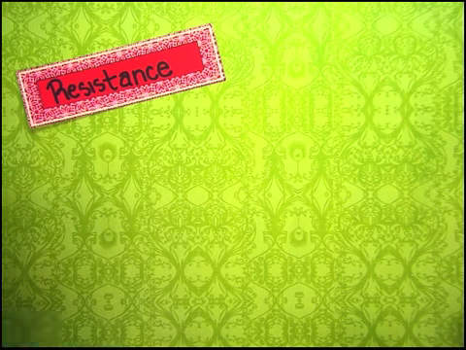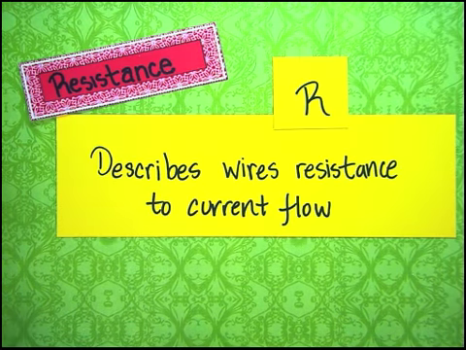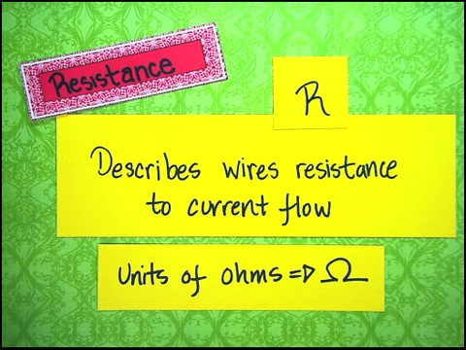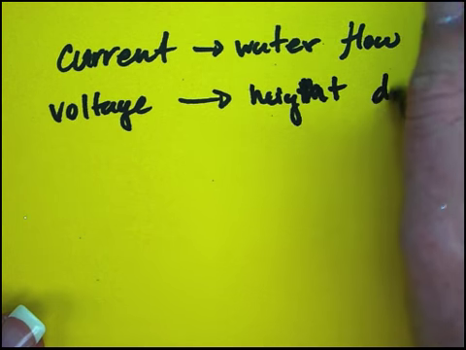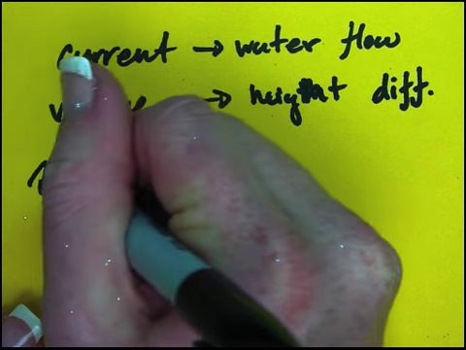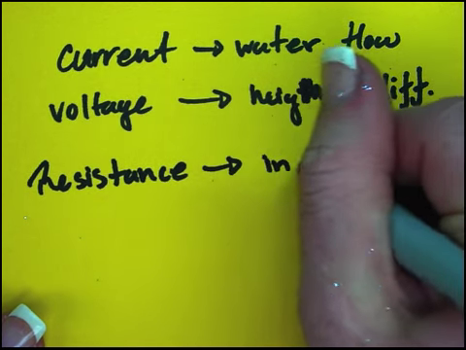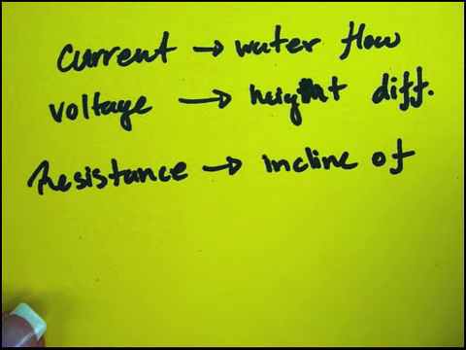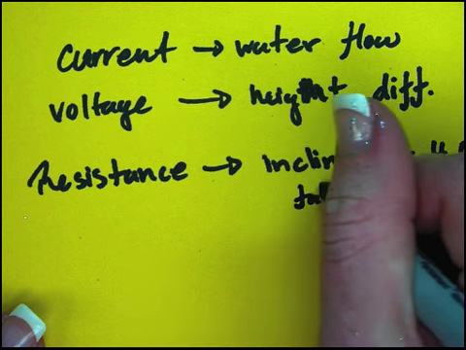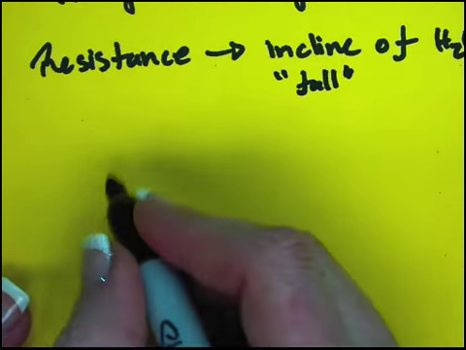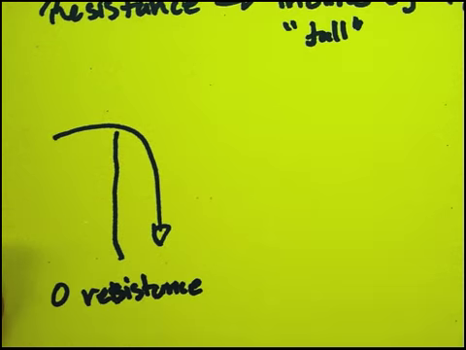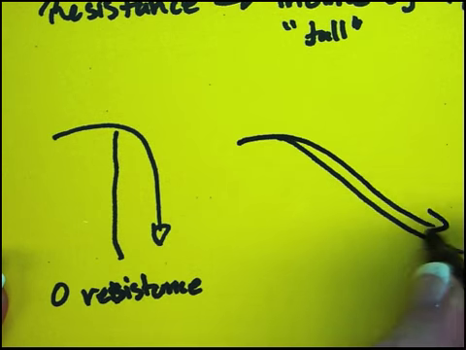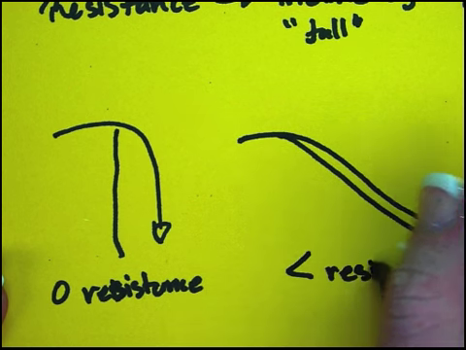Now resistance describes the wire's resistance to current flow. It's represented by R and given in ohms. If we stick with current as water flow, and voltage as the height difference that our water goes down over a waterfall, our resistance will be the incline of our waterfall. If it's just like a cliff and there's water going over, there's no resistance. But if there's a slight incline, then our water will have greater resistance.